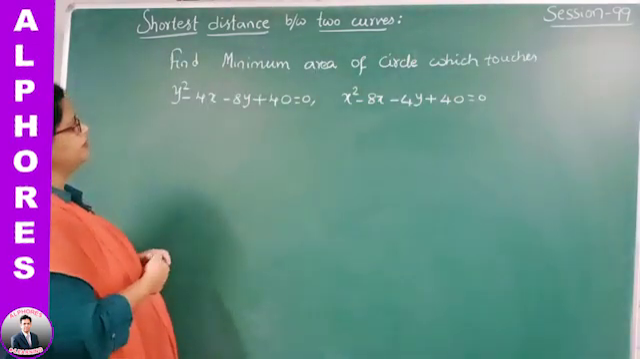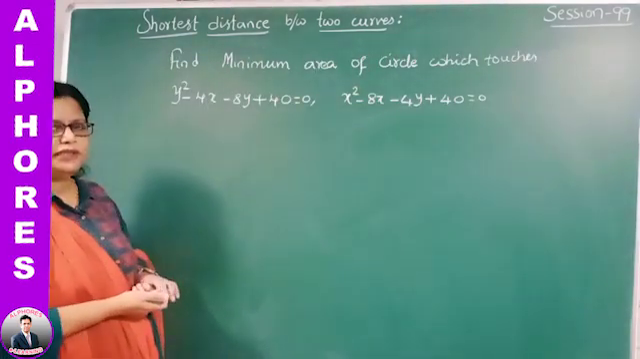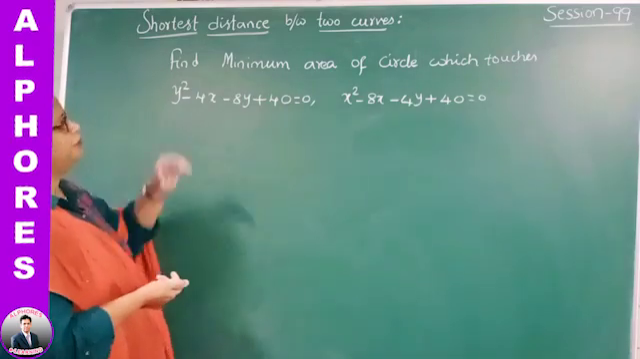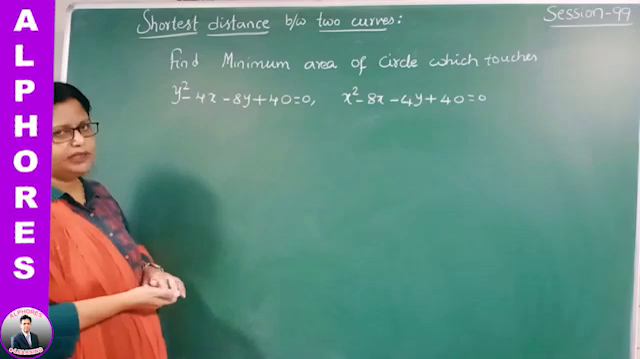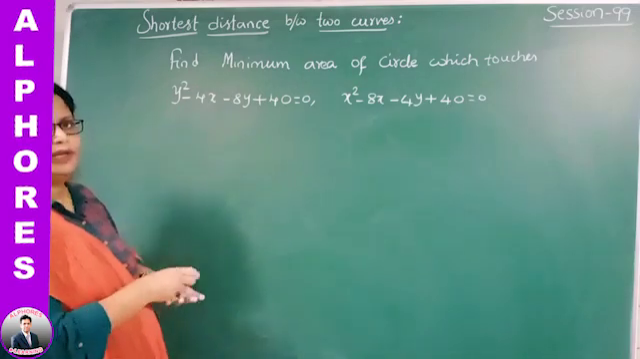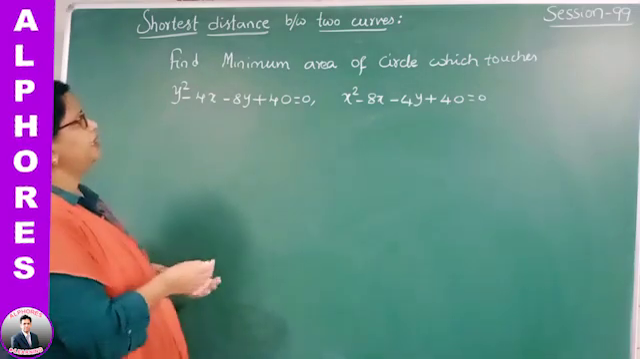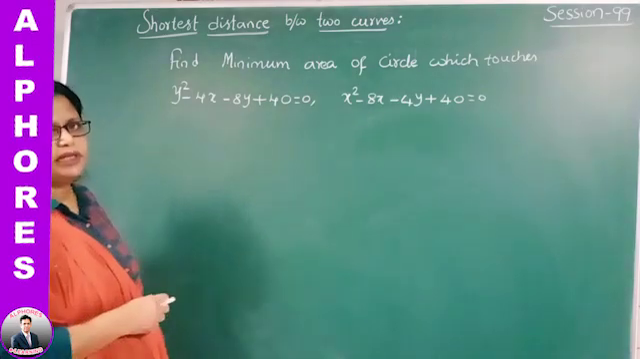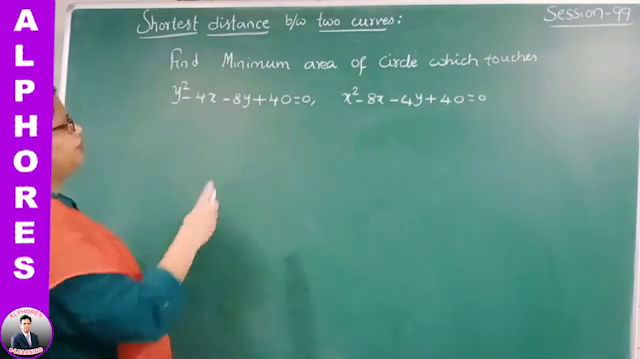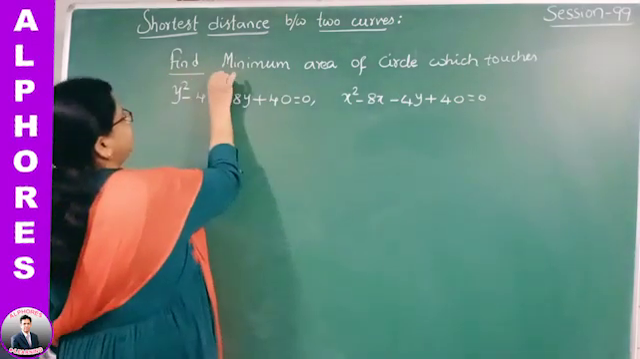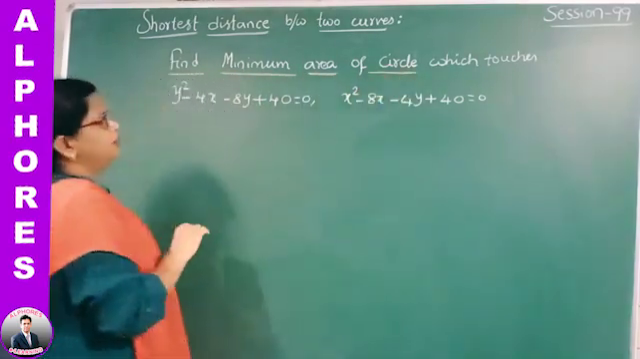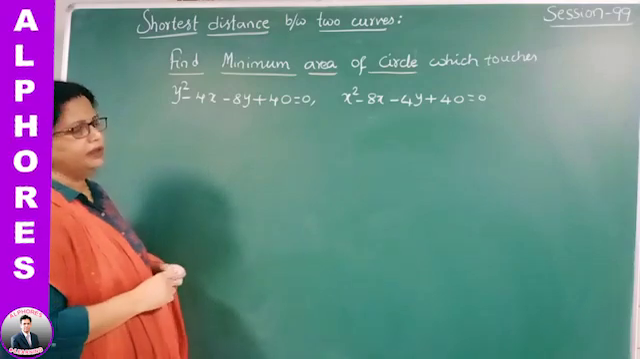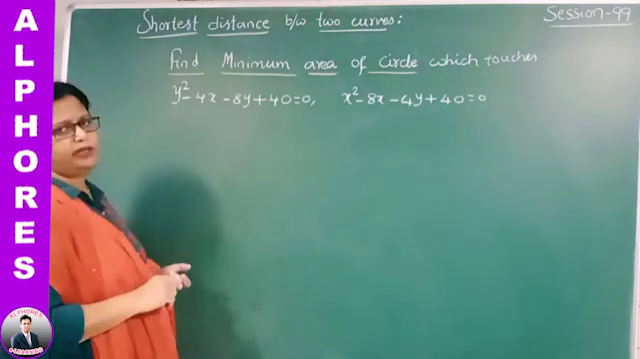Now let us observe again the same question; they may ask it in another way, that is, find the minimum area of a circle which touches both the parabolas. What is the minimum area? The previous problem directly asked about the shortest distance between the two curves, but now the same question, the only difference being the way of asking, is: find the minimum area of a circle which touches both the parabolas.